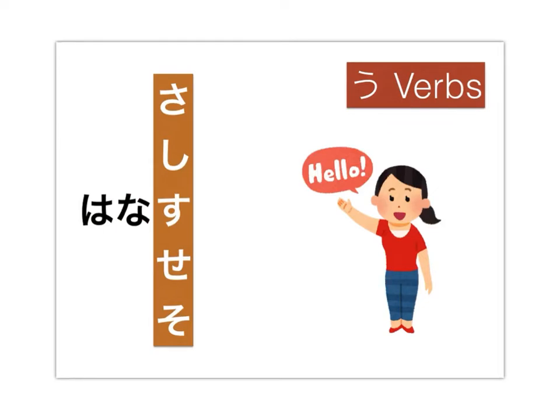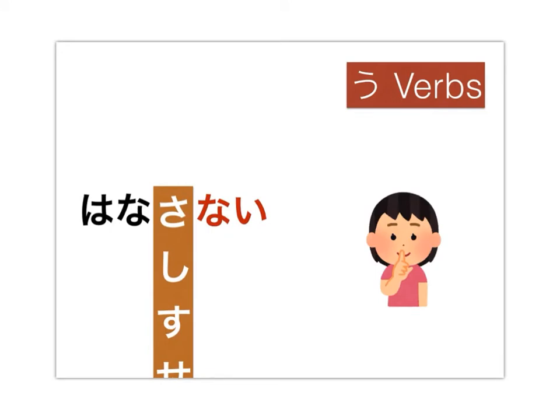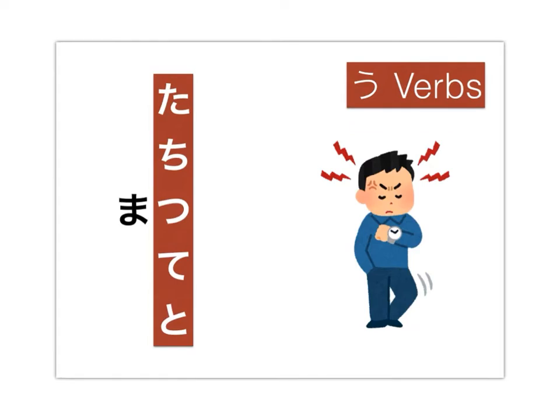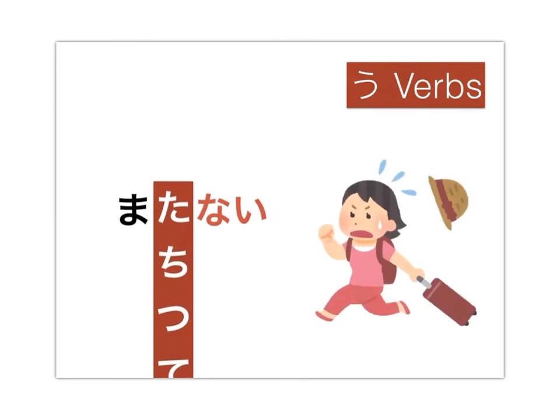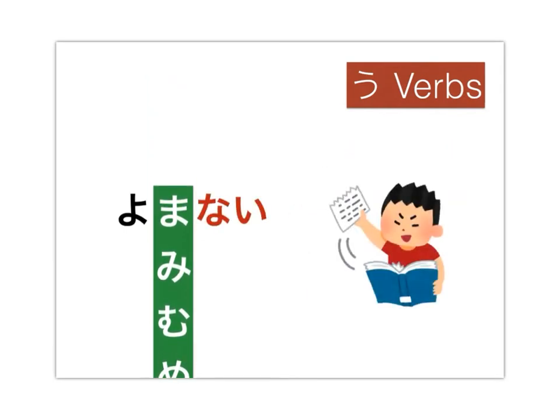Hanasu, same thing here. We'll shift up two vowel lines: hanasu, hanashi, hanasa, and add the short negative ending, nai. Hanasanai, to not talk, to not speak. Matsu, to wait. Matsu, machi, mata, nai, matanai, to not wait. Yomu, yomu, yomi, yoma, nai, yomanai, to not read.